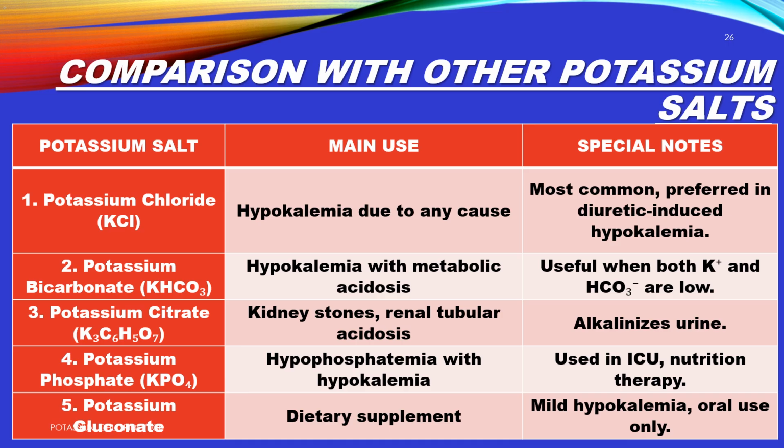3. Potassium citrate (K3C6H5O7). Potassium citrate is often used to treat conditions like kidney stones and renal tubular acidosis, and it has the added benefit of alkalinizing the urine. 4. Potassium phosphate (KPO4). This salt is used in cases where patients have both hypokalemia and hypophosphatemia, making it particularly useful in ICU settings and nutrition therapy. 5. Potassium gluconate.